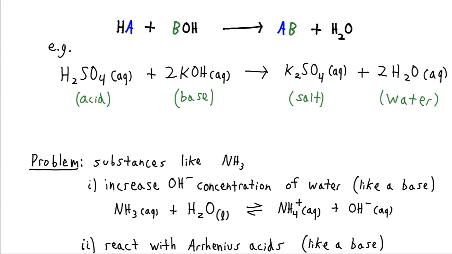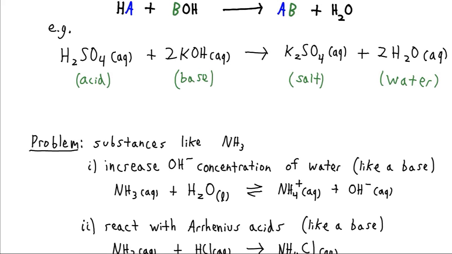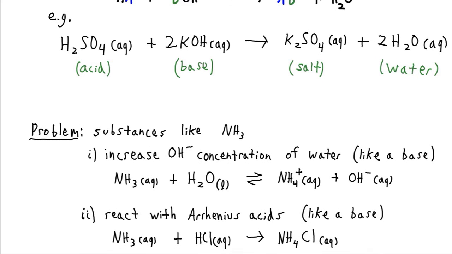Well, ammonia also reacts with Arrhenius acids. So if we take our ammonia and we add some hydrochloric acid, then these substances will combine together and give us ammonium chloride.